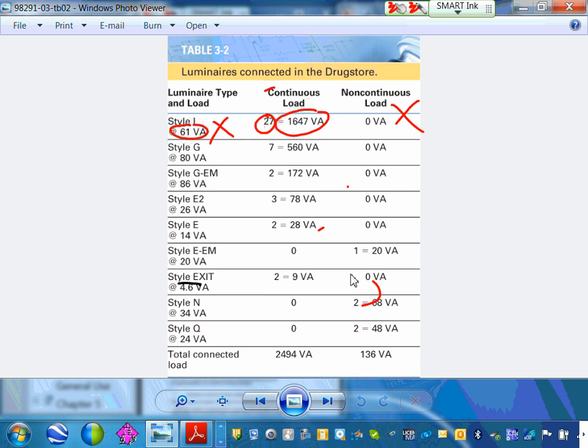Typically, we do assume it's continuous load. Okay, everybody understand what type G emergency, type E2, type E emergency, all these fixtures, guys, and exit signs, these are nameplate values, not any code book. So you add them all up and compare with what the code book can give you and choose what? The larger of the two.